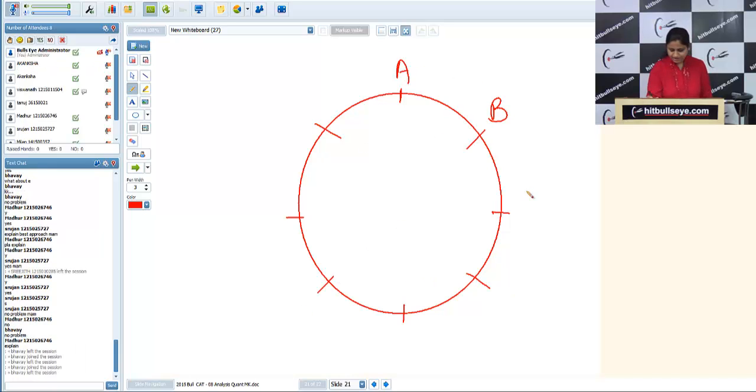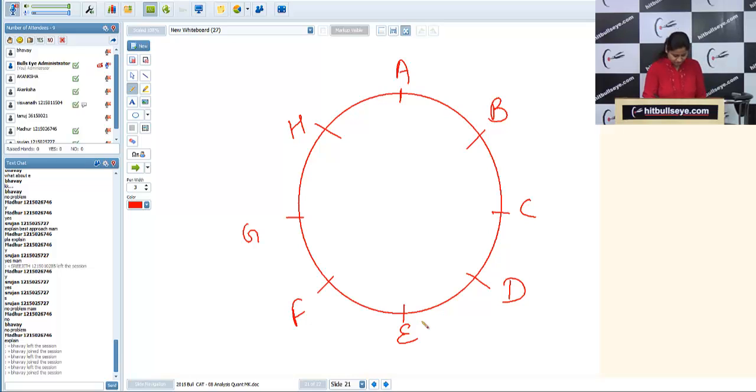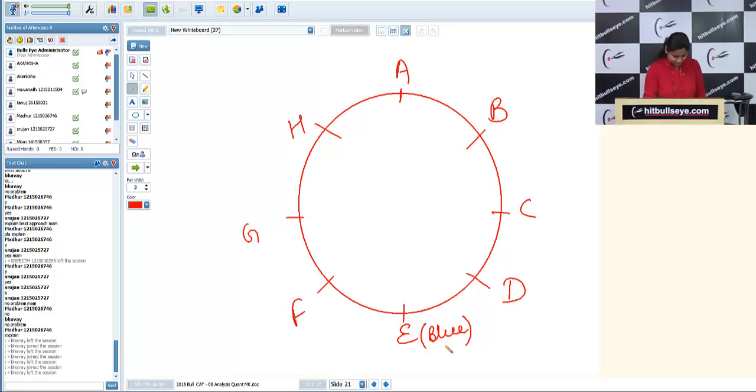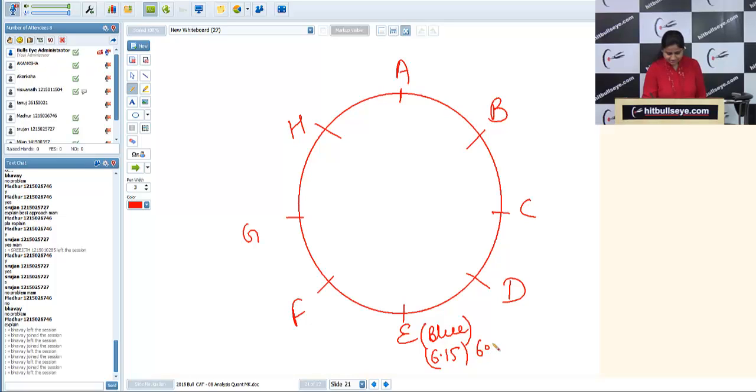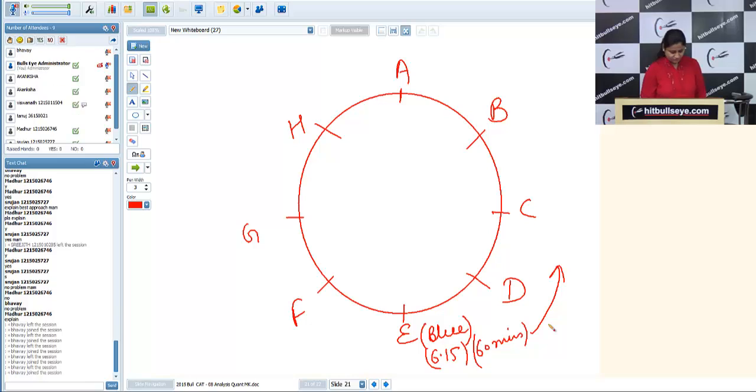A, B, C, D, E, F, G, H. In question number 62, we were talking about the blue and orange train only, so I'm considering only those. Blue was at E. It was starting at 6:15. It takes a complete round in 60 minutes. That was the information given, and the direction is anti-clockwise.